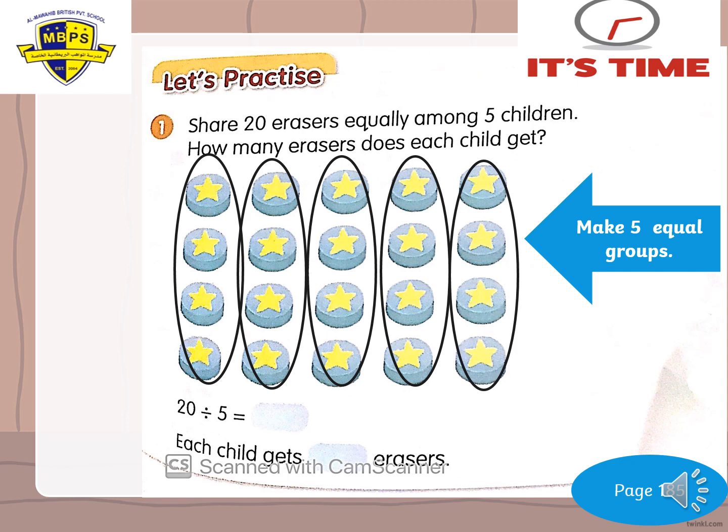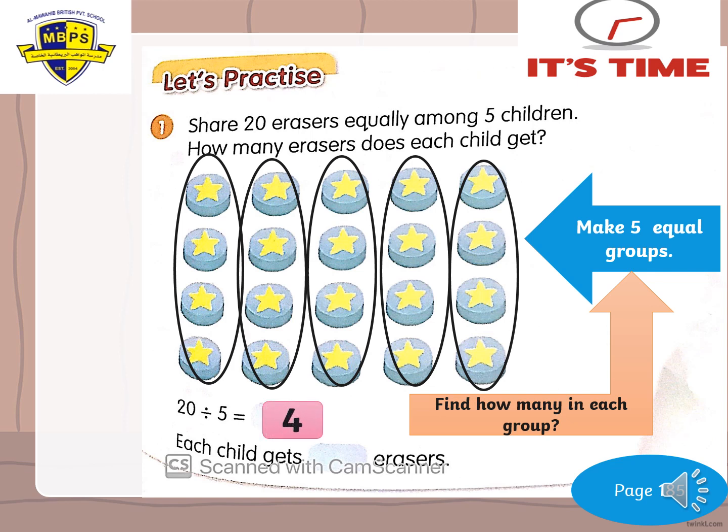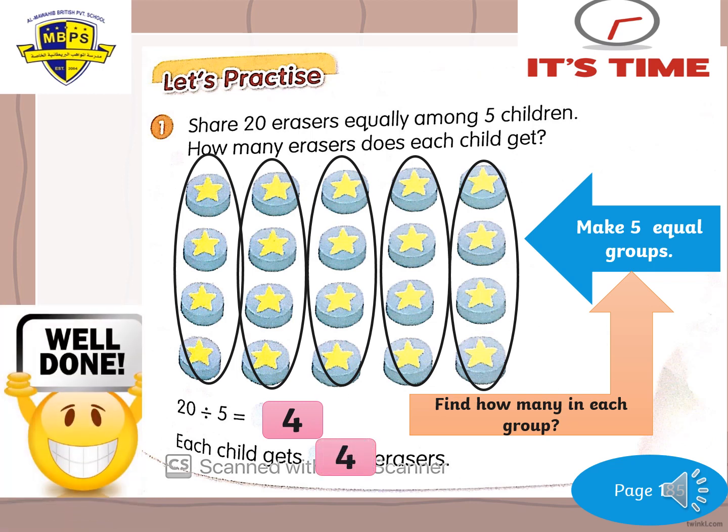Now I made 5 equal groups. How many in each group now? Very good. I have 4 in each group. So 20 erasers divided by 5 equal 4. And each child gets how many erasers? Very good. 4 erasers. Well done.